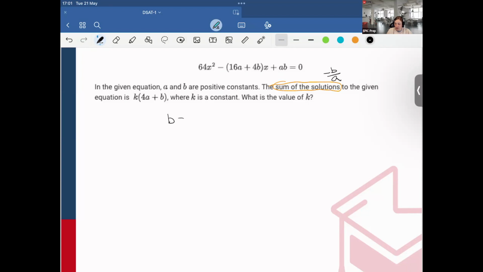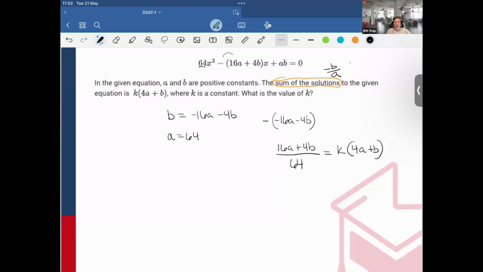So b would be equal to negative 16a minus 4b. And my a value, it's just 64. So negative 16a minus 4b becomes positive again. So basically this would be 16a plus 4b over 64. So negative b over a, and that's equal to k times a plus b.